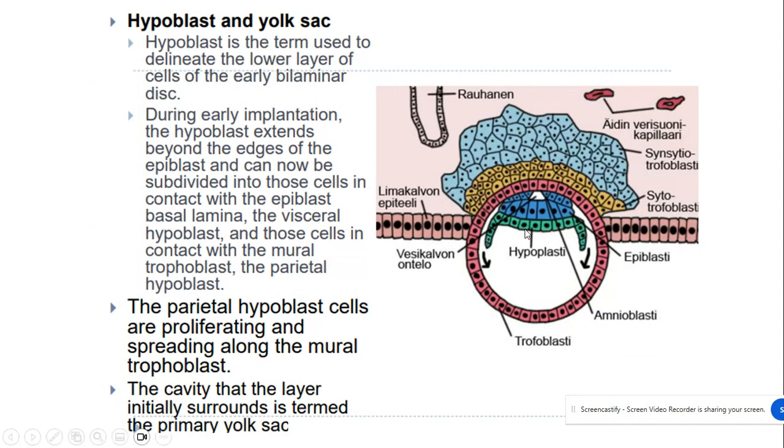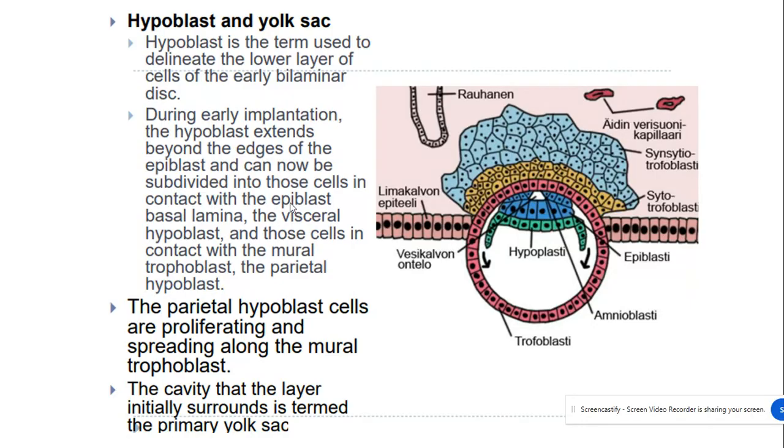All right. Hypoblast in the yolk sac. Hypoblast is a term used to delineate the lower layer of cells of the early bilaminar disc. We had epiblast, then we have hypoblast, then we have trophoblast, right? During early implantation, the hypoblast extends beyond the edges of the epiblast and can now be subdivided into those cells in contact with the epiblast basal lamina, the visceral hypoblast, and those cells in contact with the mural trophoblast, the parietal hypoblast, right? The parietal hypoblast cells are proliferating and spreading along the mural trophoblast. The cavity that the layer initially surrounds is termed the primary yolk sac, right?